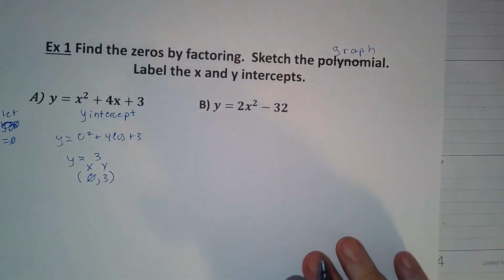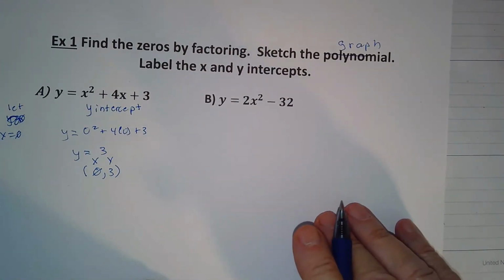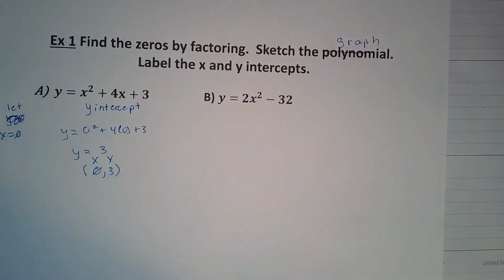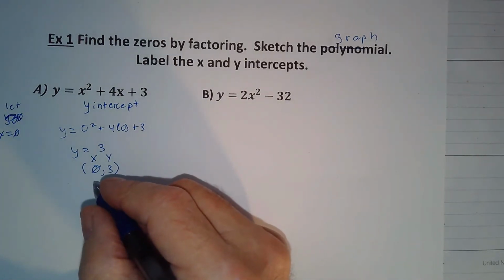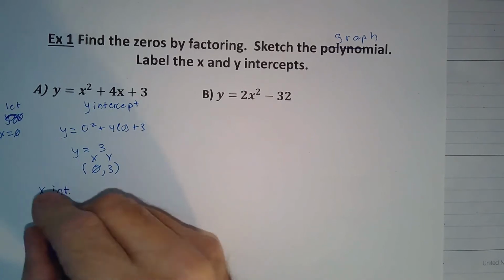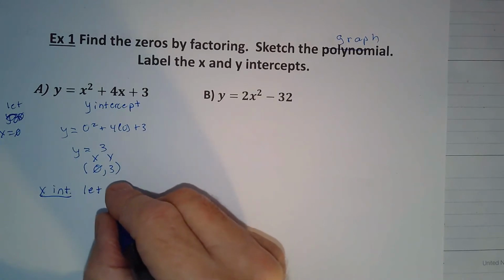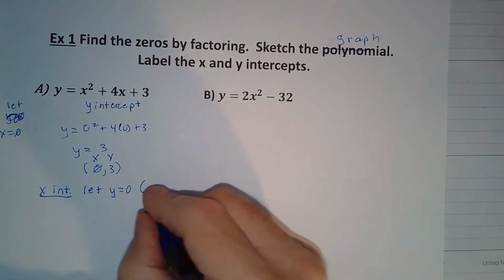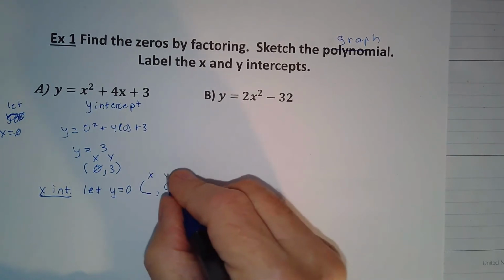Okay, so we've just easily found the y-intercept. Now the x-intercept, we're going to have to go ahead and factor. We're going to do the old double bubble factorization. So x-intercept, and we're going to let y equal 0. So it's going to look like this. Okay, and we're looking for x.